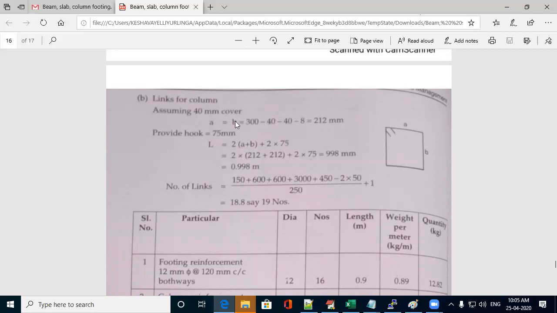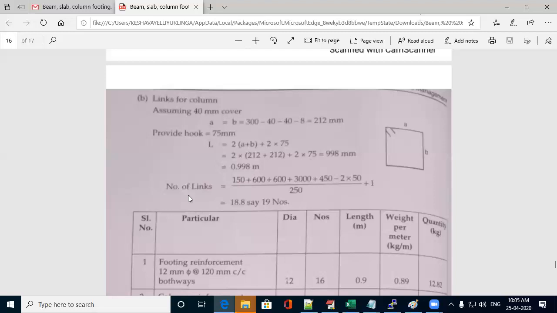As usual, to find A and B, since it is a square column, A and B both will be the same. So 300 minus 2 cover, minus 8 by 2, 8 by 2, that is minus 8. So it will be 2 and 2. Substitute everything. You will get the length of each stirrup to be 0.998. Don't round it off to 1. Whatever it comes, let it be like that only.